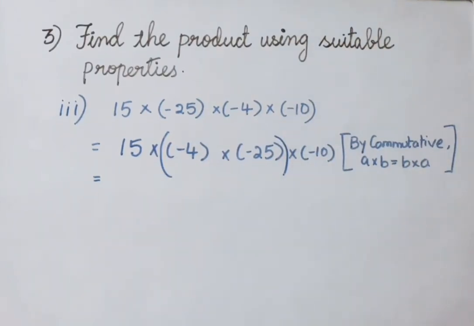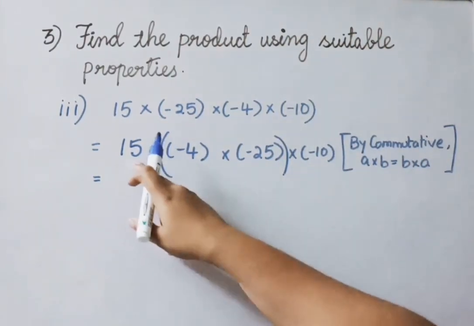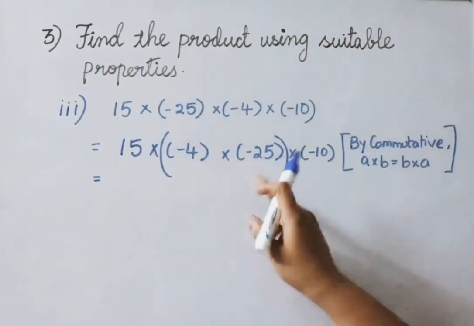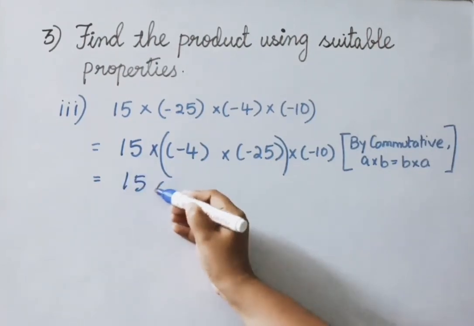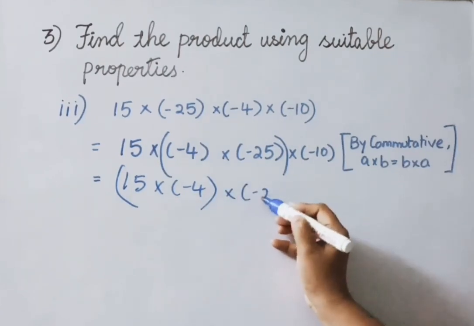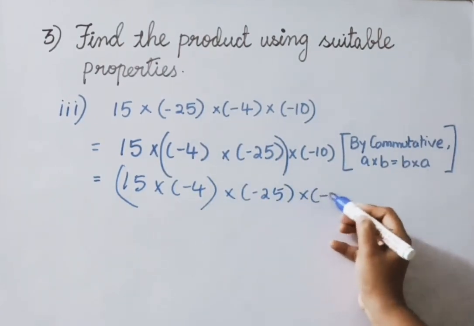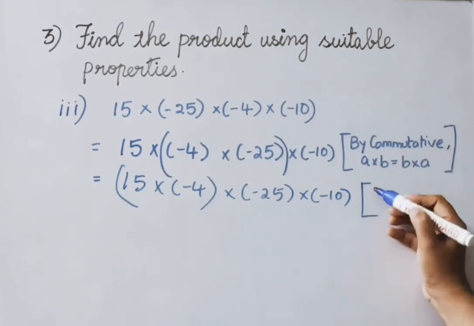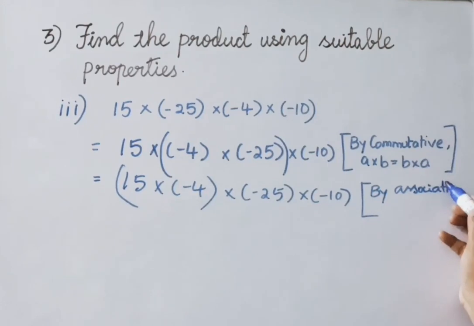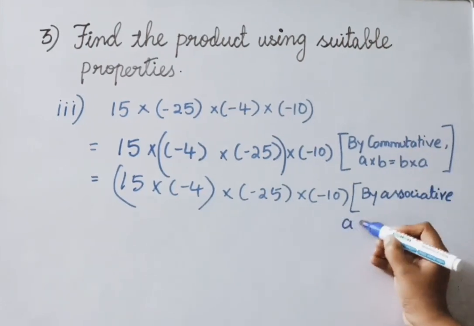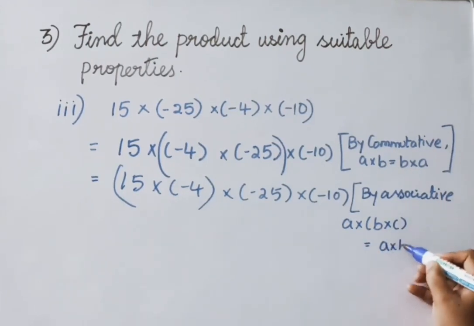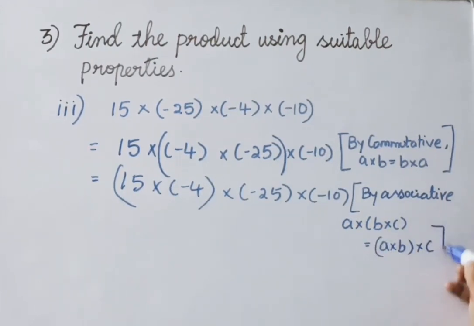Now this is looking like associative property, A into B into C. This can be written as A into B into C. So write down 15 into minus 4 into minus 25 into minus 10. So we applied here associative property. Write down by associative, A into B into C equals A into B into C.